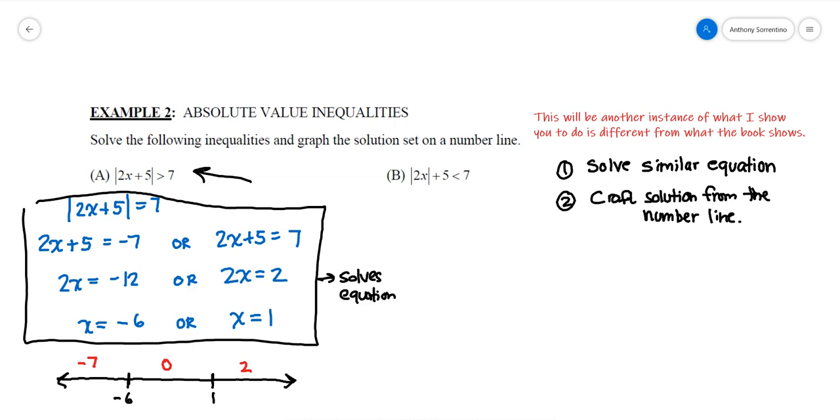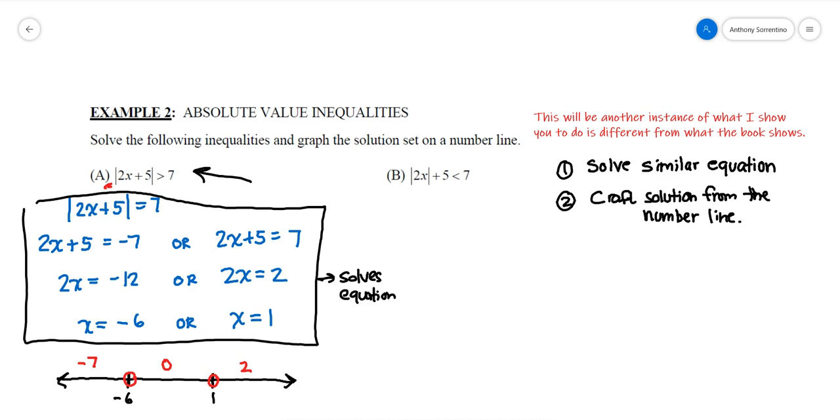Now, the inequality does not have an equal to sign in it, which means negative 6 and 1 are instances where the left-hand side of this will equal 7. I don't want it to equal 7, I want it to be greater than 7. So these are going to be open circles, because equaling 7 is not going to be more than 7. So now I'm going to try some of these representatives.